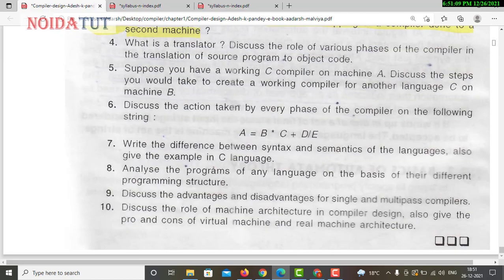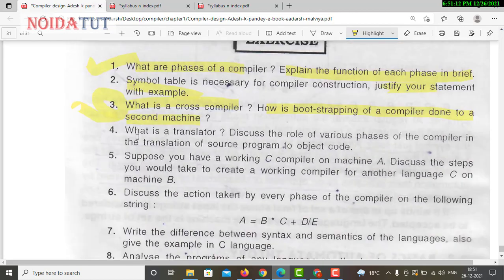Fine. Now we have seen the translator. What is a translator?